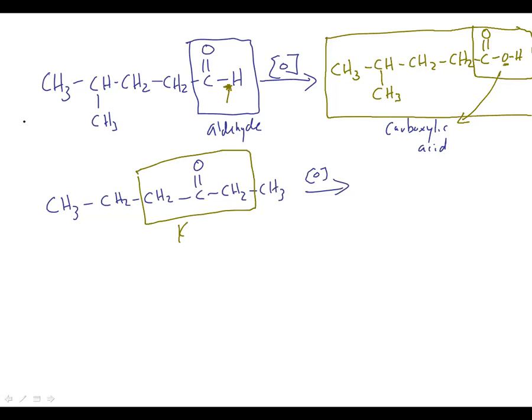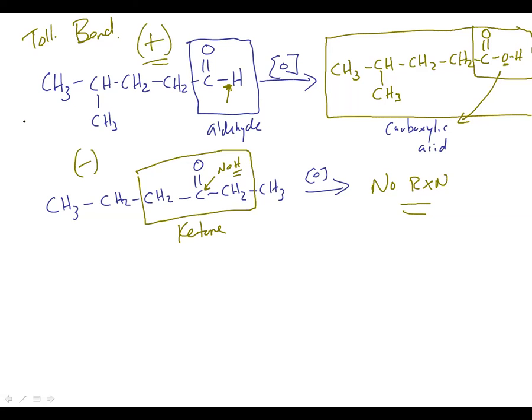So we get a positive result for one and a negative result for the other, and we will learn from those tests that the positive one would be our aldehyde, the negative one would be our ketone, in most cases if you're comparing the two. Any questions on that? That, believe it or not, is the end of chapter 12.